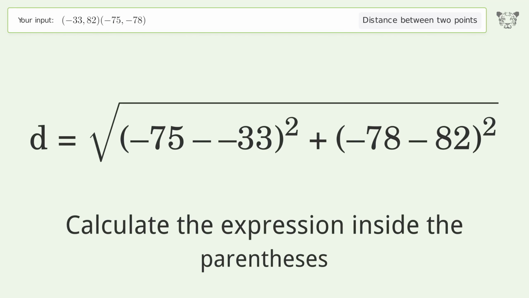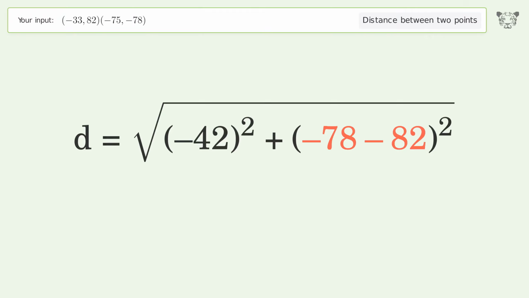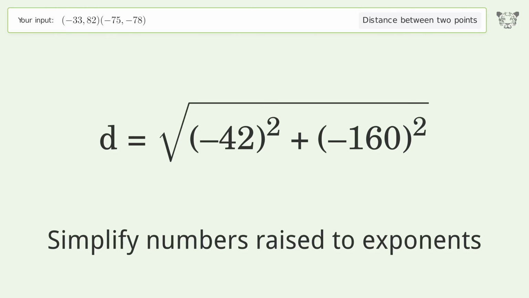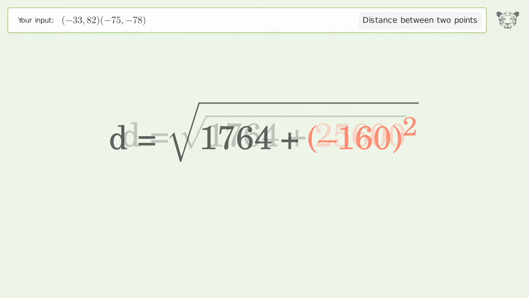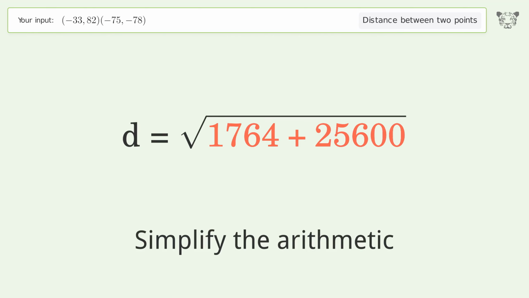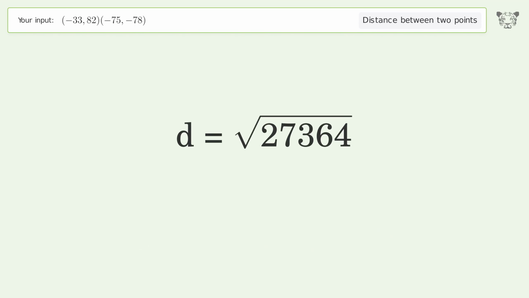Calculate the expression inside the parentheses. Simplify numbers raised to exponents. Simplify the arithmetic. And so the distance between the 2 points is the square root of 27,364 or 165.421.